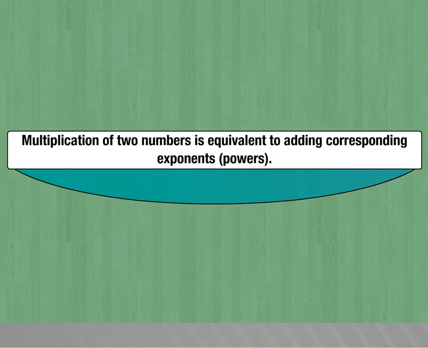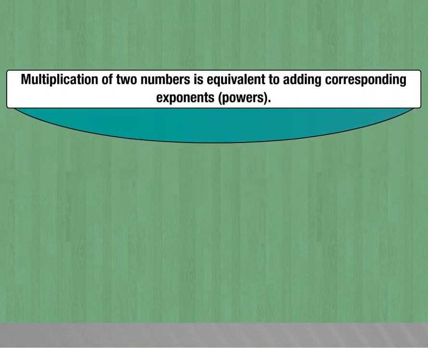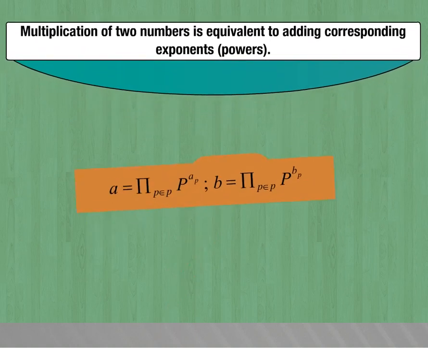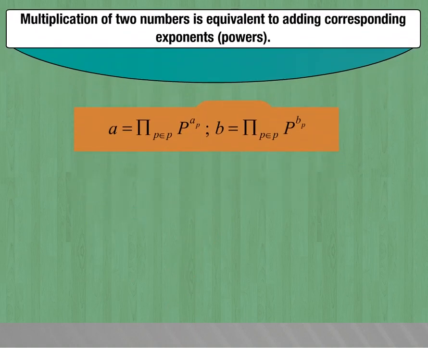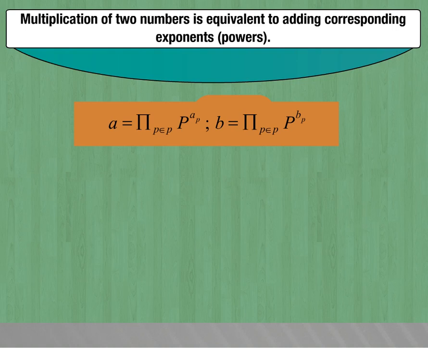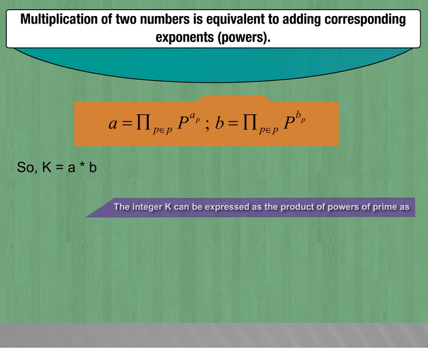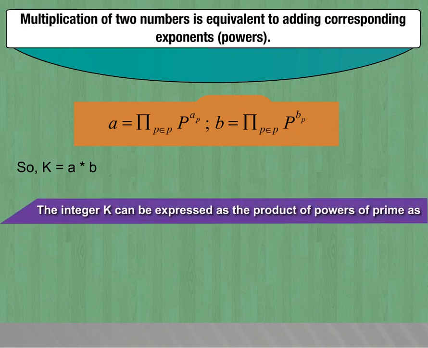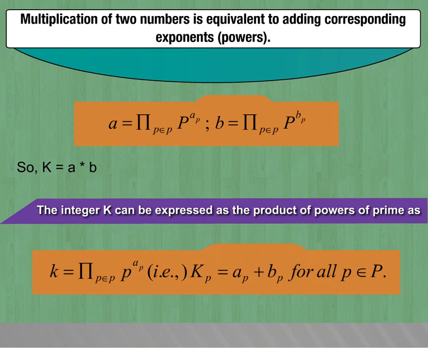Multiplication of two numbers is equivalent to adding the corresponding exponents, that is, powers. a is equal to the product of p belongs to P, p power ap. b is equal to the product of p belongs to P, p power bp. So, k is equal to a into b. The integer k can be expressed as a product of powers of primes as k is equal to the product of p belongs to P, p power kp. That is, kp is equal to ap plus bp for all p belongs to P.